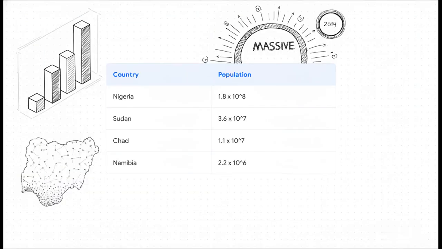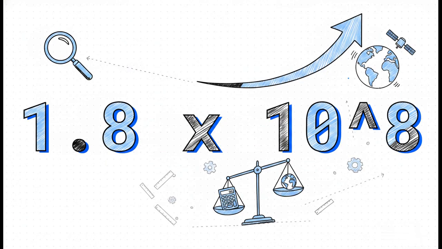Ready? Take Nigeria. Back in 2014, its population hit a staggering 177,156,000. To score exam marks, shrink that into standard form. It's 1.8 times 10 to the 8th.